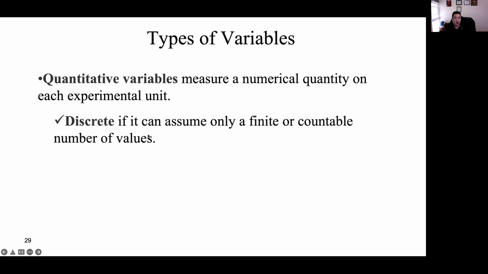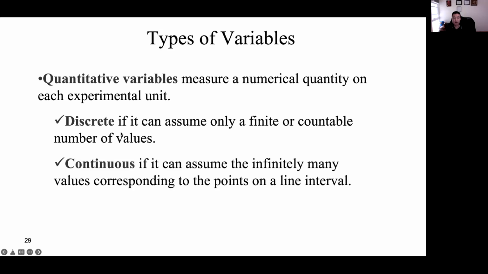And under quantitative variables, we have discrete variables, meaning it can assume only a finite or countable number of values. For example, the strength of the concrete blocks. We can measure the strength of 10 concrete blocks, or 50. So this is a discrete variable.